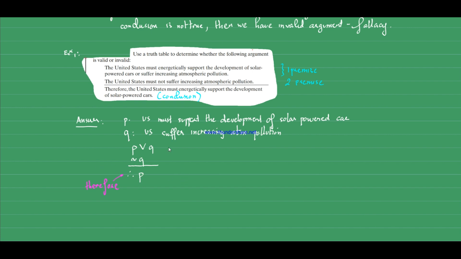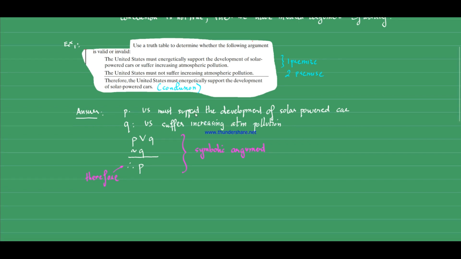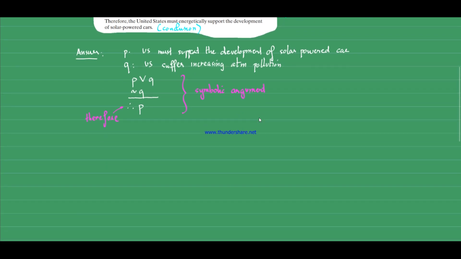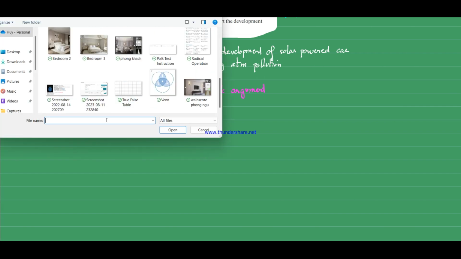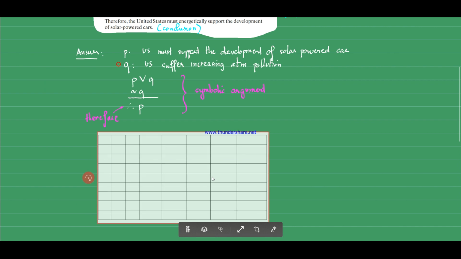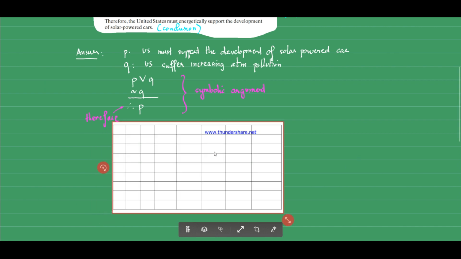Okay, so this is a symbolic argument right here. The whole thing right here is a symbolic argument. Now we're gonna go ahead and check if this symbolic argument is valid or not. So we have to create the truth table, and we already know how to create the truth table from last time. Okay, we create a truth table.